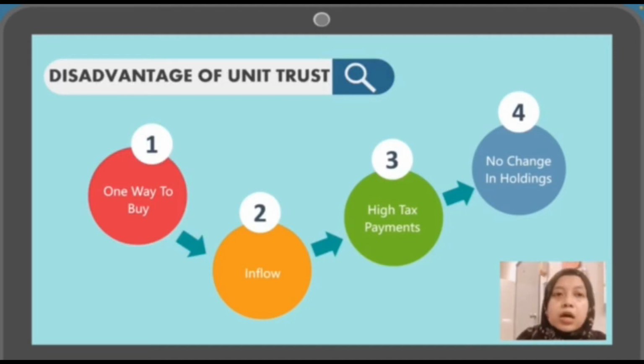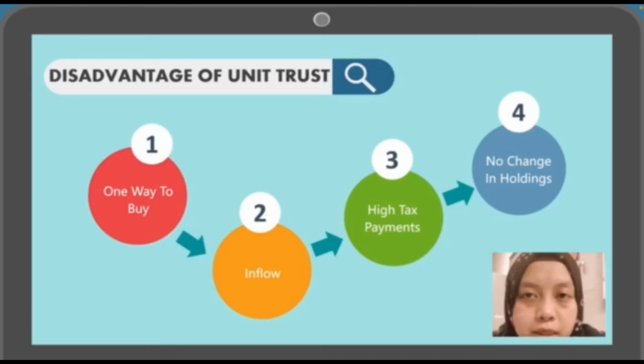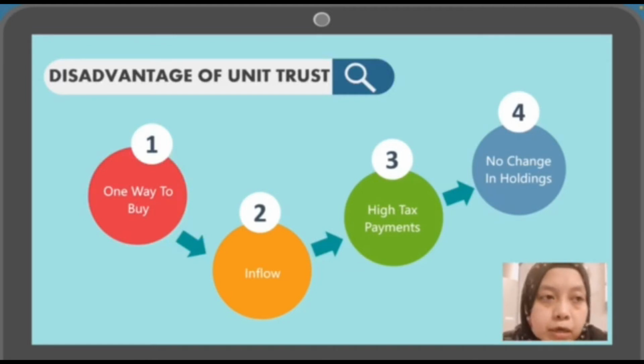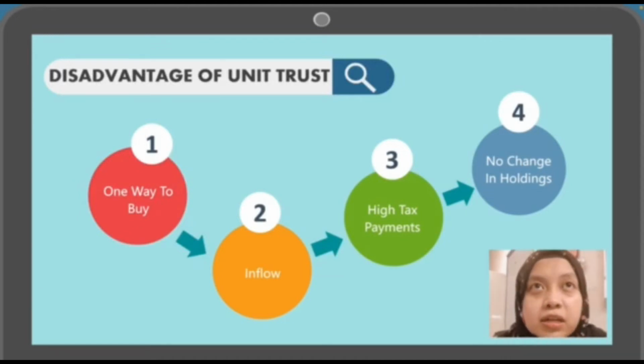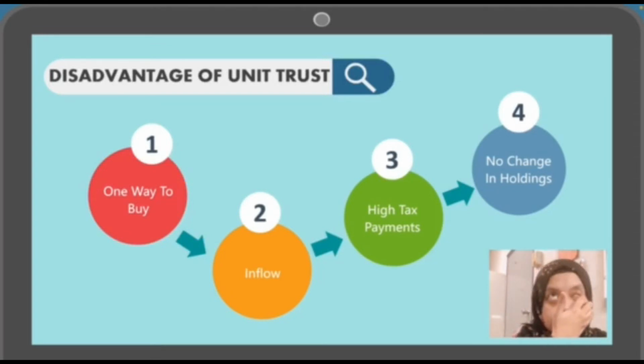Next is high tax payments. Investors need to remember that even if they do not pay for this management of unit trust, the fees associated with this product are comparable to the burden of mutual funds. The drawback of unit trust is also often higher tax. The higher the tax, the lower the profit they get from the return on investment over time.